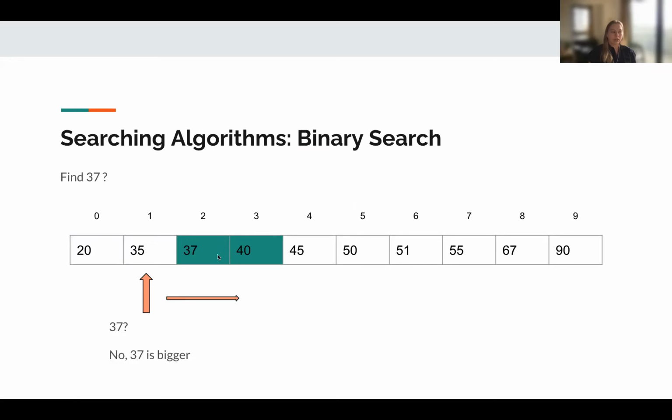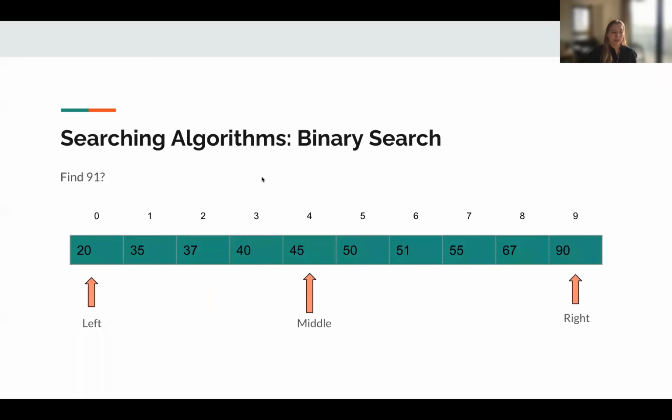So this leaves us only these 2 elements. What's in the middle of these 2? The middle is this element. And finally, we have found 37. Again, exactly how you would look for a word in a dictionary. Let's see what happens when we're trying to find an element that doesn't exist in this array. So let's try to find, let's say, 91. We already know that 91 isn't here, but let's see how the algorithm will find it out.